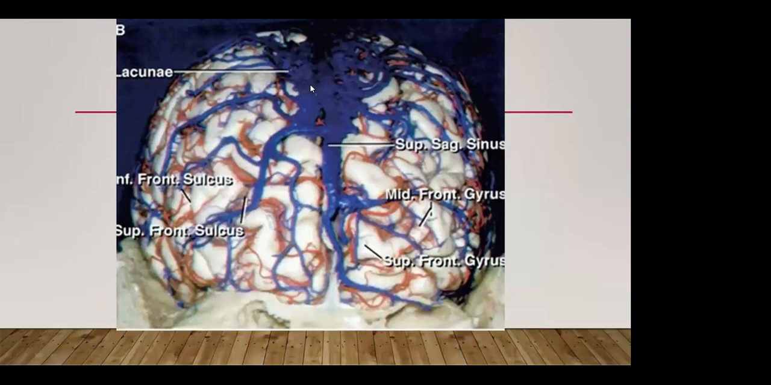Then here we can appreciate, like we were talking about, the superior surface. In the middle aspect, on either side of the superior sagittal sinus, we have various venous lacunae that can be appreciated. And here we can again trace the superior frontal sulcus and the inferior frontal sulcus, which are going to be dividing the superior frontal gyrus, the middle frontal gyrus, and the inferior frontal gyrus.